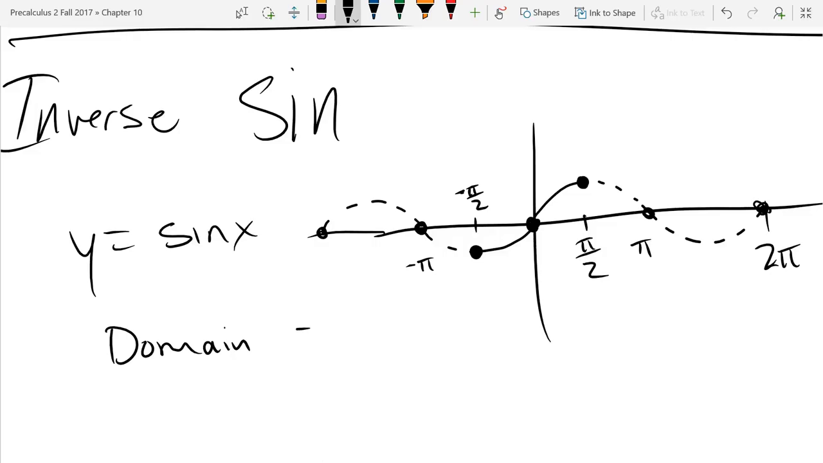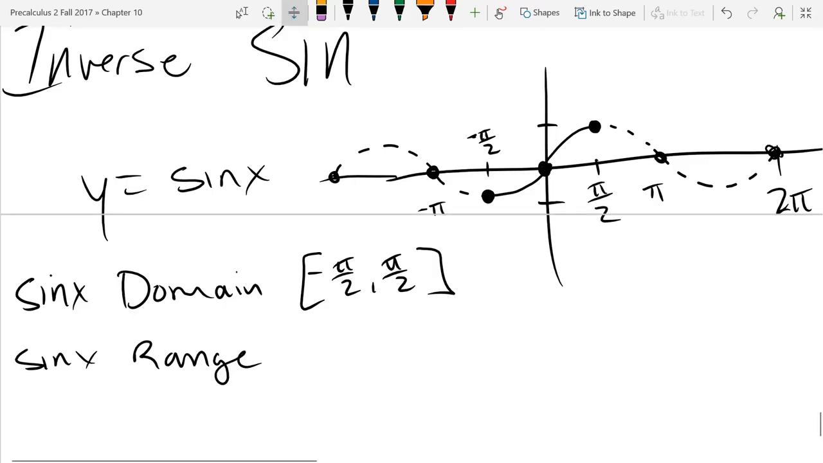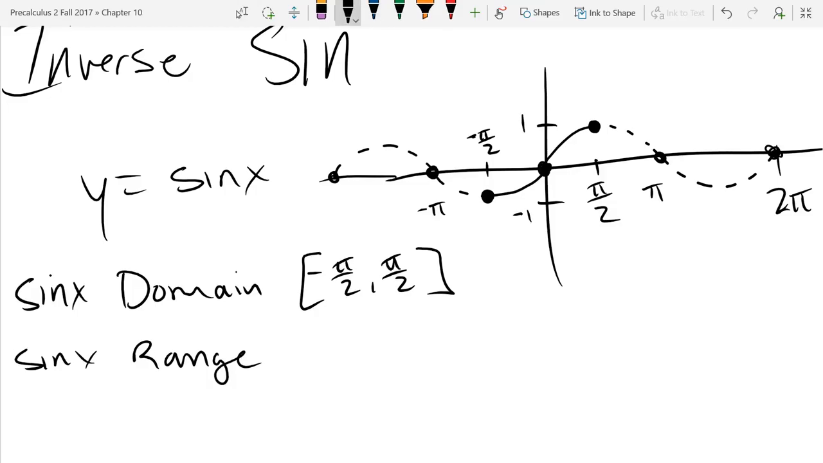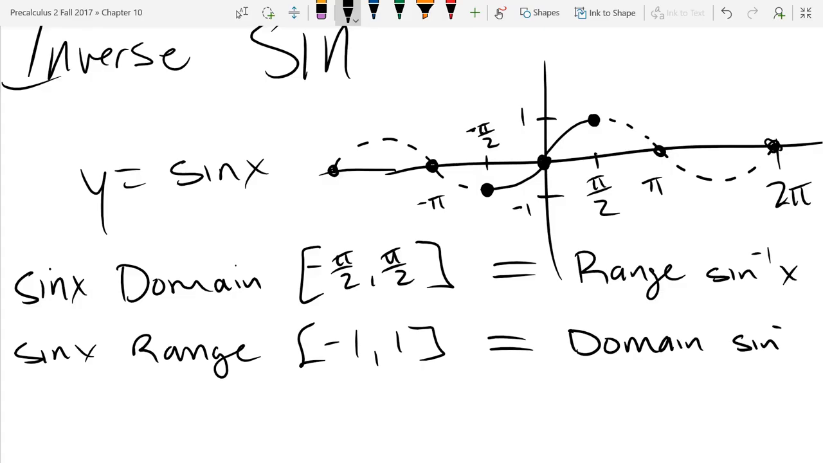So our restricted domain is negative pi over 2 to positive pi over 2. And of course, this is the sine x domain. And we can write the sine x range. So what is the range of this restricted function? I haven't written the y values on. What y values do we go between? Negative 1 to 1, just like the cosine function in this sense. So the domain of sine is equal to the range of sine inverse, and the original range is the new domain of sine inverse. So domain and range are going to swap for the inverse function.